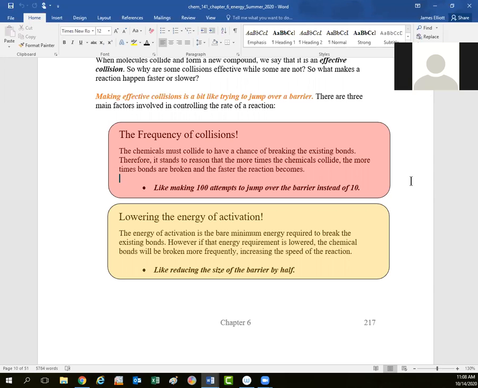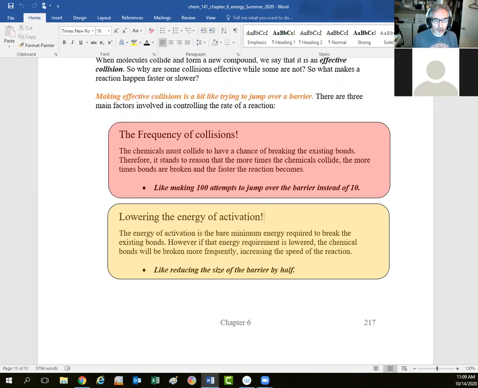We can also try and manipulate the size of that energy barrier, the size of that jump in front of us, by lowering the energy of activation. It's like instead of having everybody jumping over a 4-foot barrier, try and get everybody to jump over a 3-foot barrier instead. And so you should get more people jumping over the barrier. You should get more collisions to be successful or effective if the amount of energy required to break the bonds is diminished.